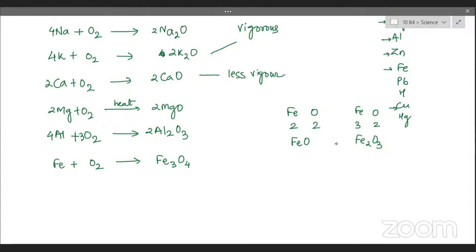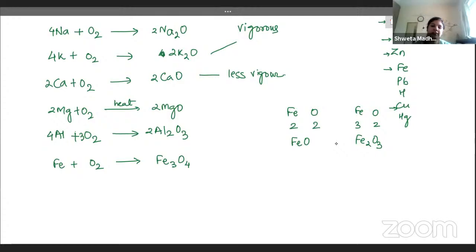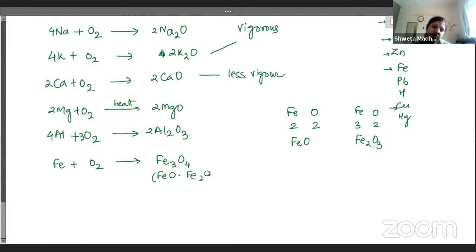Ma'am, when both combine, it is a mixture. Fe3O4 is a mixture. It is not a compound. It is a mixture of both, FeO dot Fe2O3.